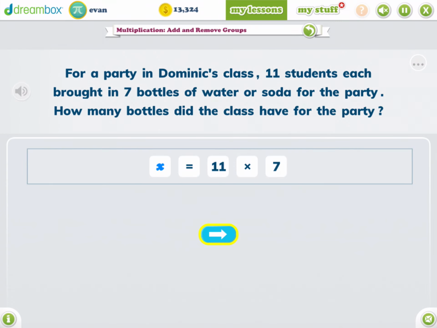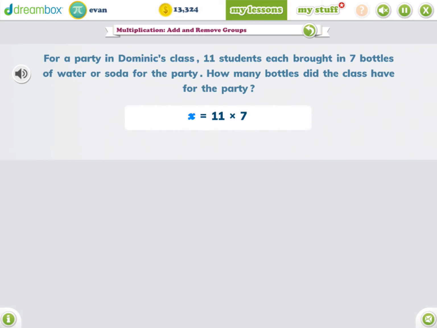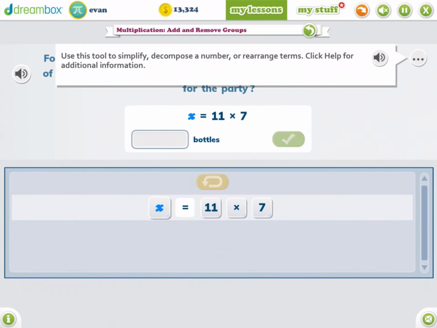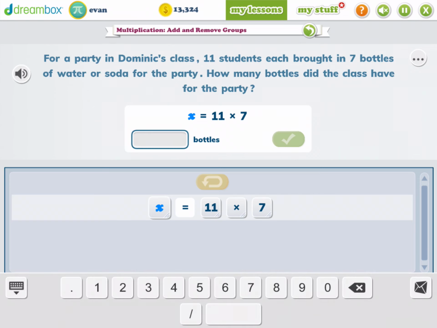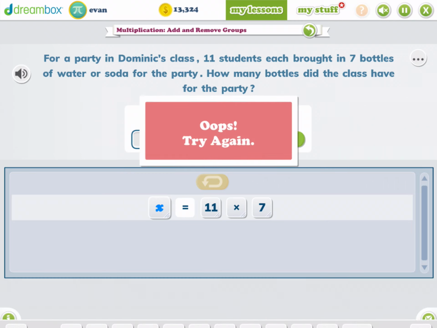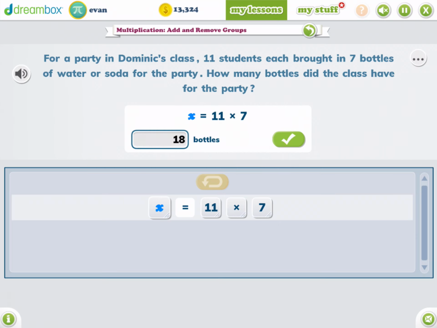Select Next when you are ready to solve your equation. Use this tool to simplify, decompose a number, or rearrange terms. Click Help for additional information. Use the workspace below to solve your equation. Then enter your final answer.